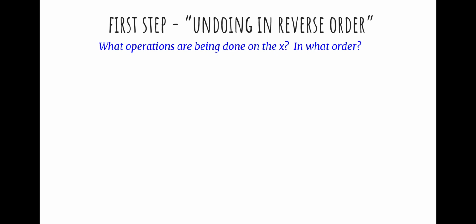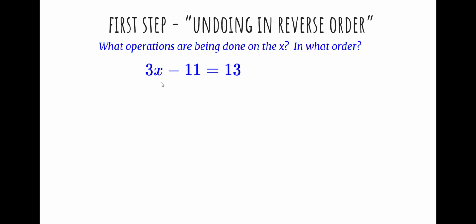Now, the last two examples we're going to look at are equations that have multiple operations in them, or multi-step equations. And here's the key idea. We're going to undo in reverse order what is happening to the variable. So here's the question we ask ourselves. What operations are being done on the x and in what order? So let's look at the first example to make this clear.